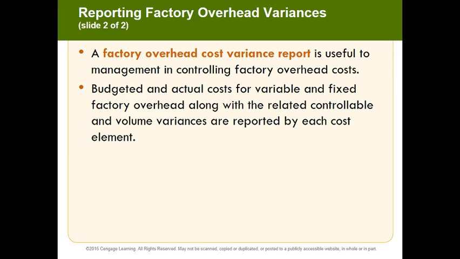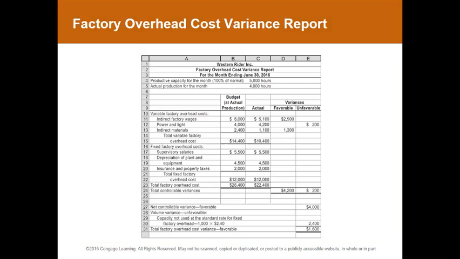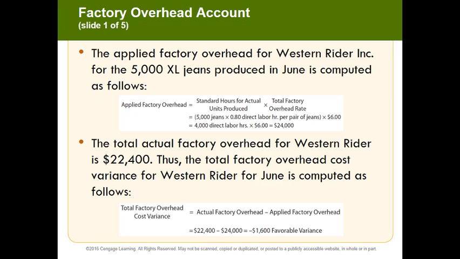In reporting, the factory overhead cost variance report is great for management to be able to control their factory overhead costs. The budgeted and actual costs for both elements, along with the related controllable and volume variances, are then reported by each cost element. So here we're looking at such a report. So we see direct materials, we see how much of it's attributable to power and light, how much is attributable to indirect factory wages, and how this breaks down. By not knowing where or how, we can't effect change.